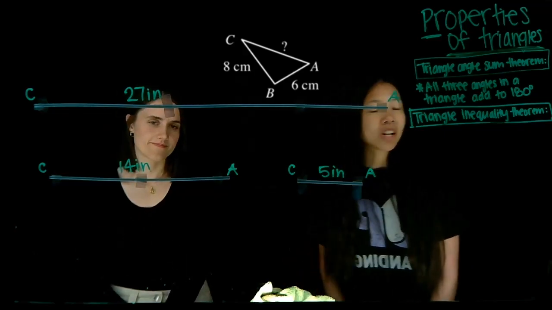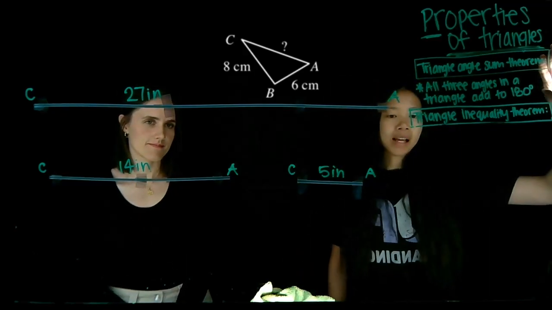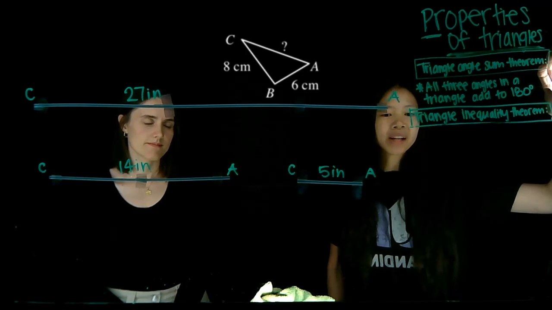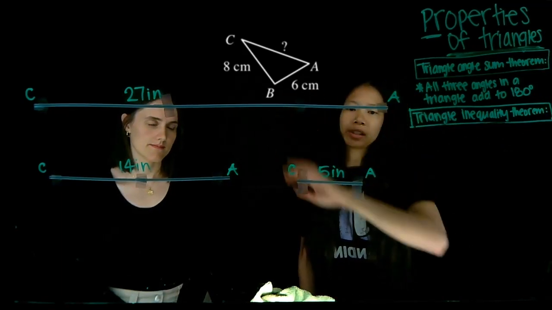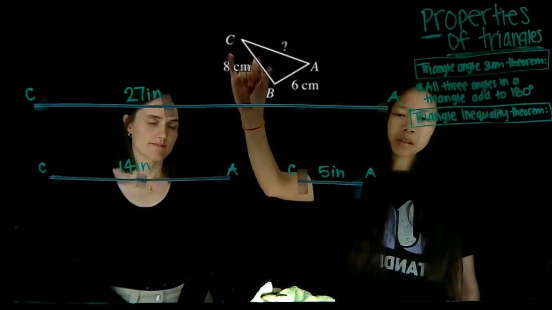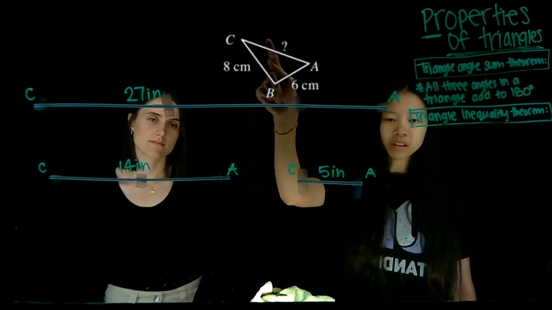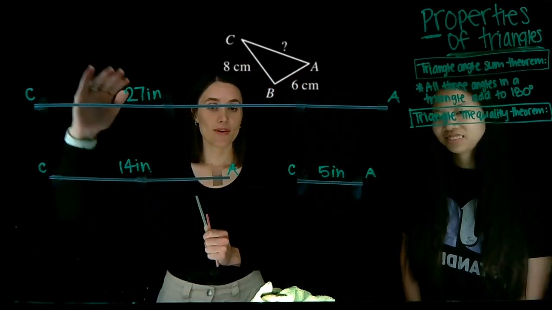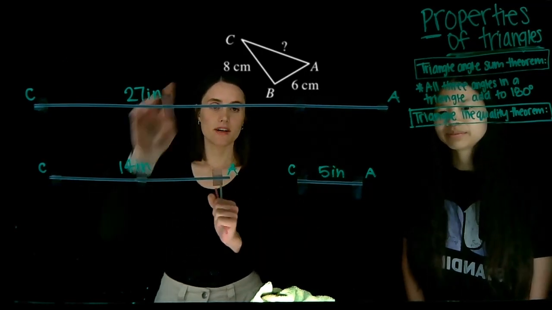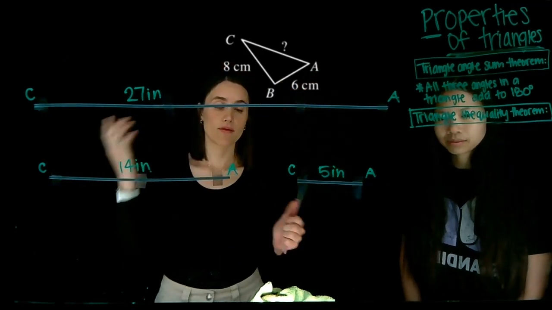All right, we have talked about how the angles of any triangle add up to 180 degrees. We're going to see if we can find out a property about the sides of a triangle. So we got triangle ABC here. BC is 8 centimeters, AB is 6 centimeters, and what are the possibilities for this third side? Here we have 3 different side lengths for CA, and we want to see if we can create a triangle.